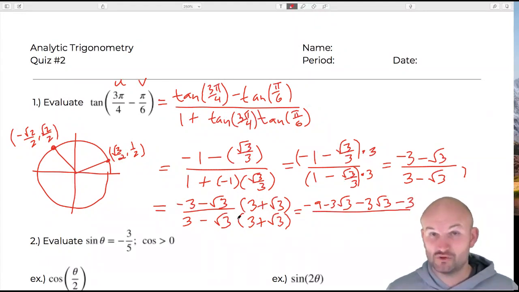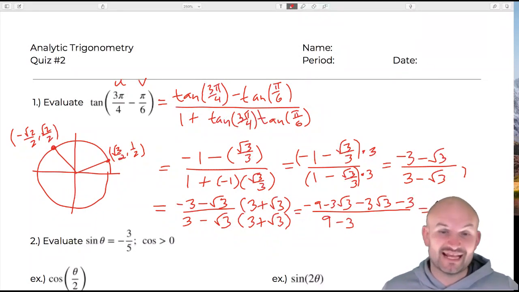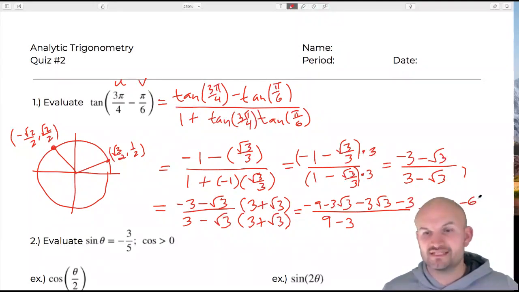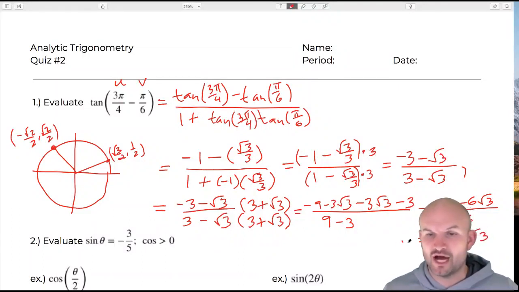This is a difference of two squares, right? So you can see that's going to be a 9 minus 3. All right, so now let's go and combine like terms here. Negative 3 minus 9, minus 3 is a negative 12. And this becomes a negative 6 square root of 3. And this is all over a 6. And then you can divide that 6 into both those terms to give you a negative 2 minus the square root of 3. And that was going to be our final answer right there.